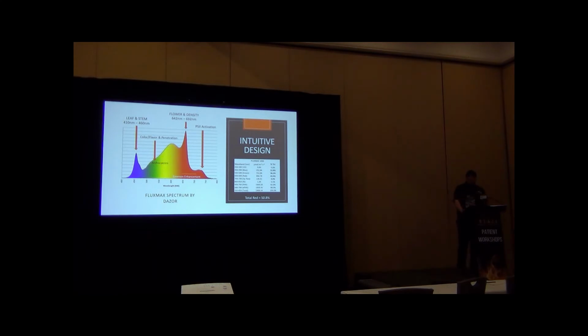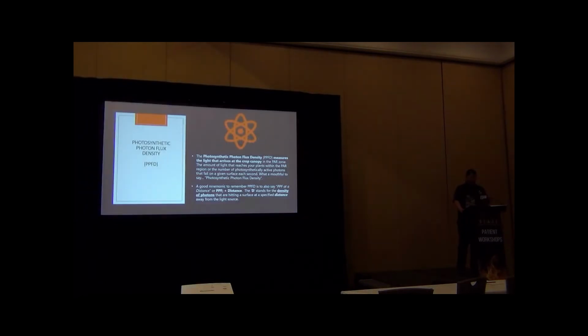And then this one, you can see the red is 43.9%, far red 6.9%, so total red is 50.8%. So over half of the energy that you are pulling from the wall and putting into the diode and projecting onto the plant is being used for photosynthetic reaction.